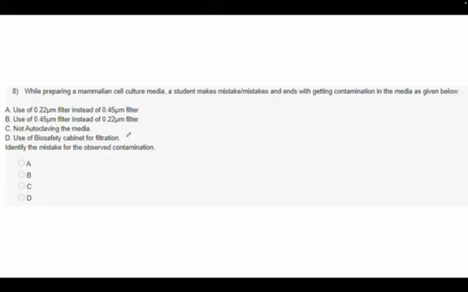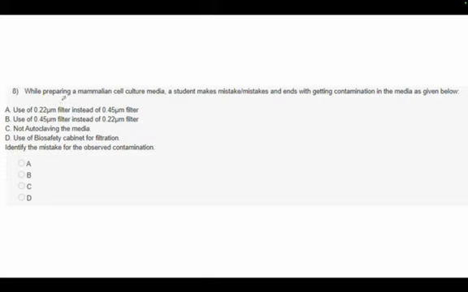But when we filter the media, we should use the correct kind of filter. So 0.22 micron and 0.45 micron are referring to the pore size of the filter. Now 0.22 micron is a pore size which is smaller than any bacterial cell. So when we use a 0.22 micron filter, we are eliminating any bacterial contamination. But there are still bacteria that can pass through a 0.45 micron filter. So that is not going to sterilize your culture.